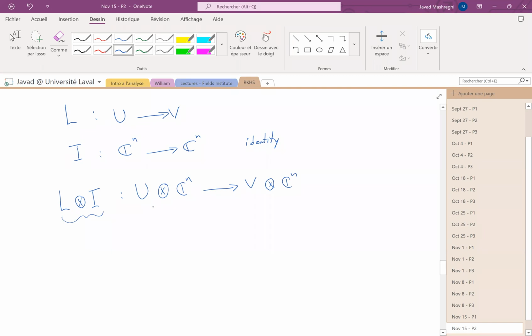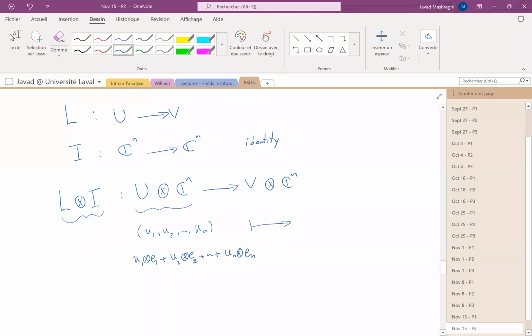What is an element of U tensor Cn? Well, we saw that for an element here, we can write U1, U2 up to UN. But if you want to be very specific and more precise, it's indeed U1 tensor E1 plus U2 tensor E2 plus UN tensor En, but we write it in this way.